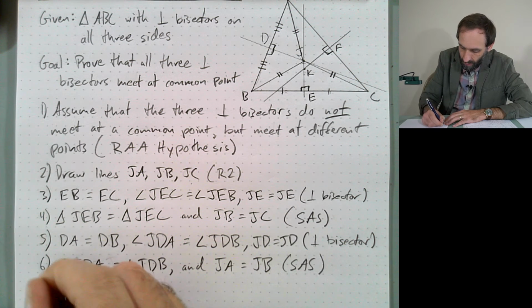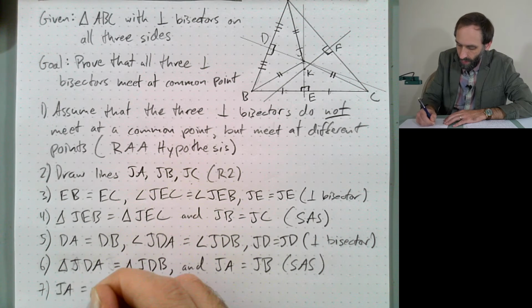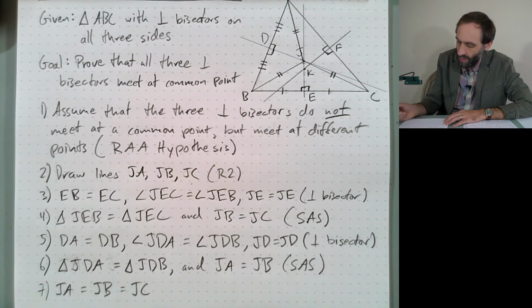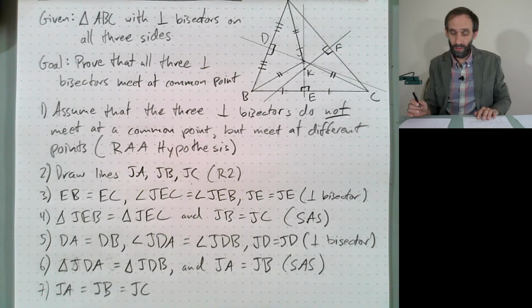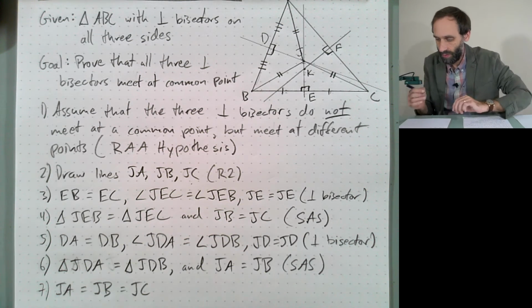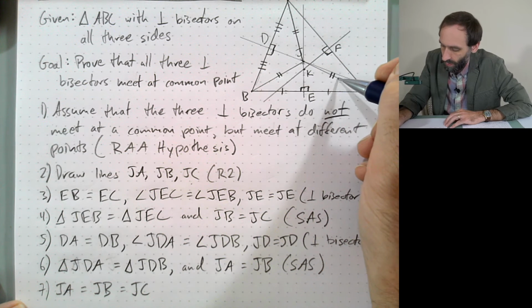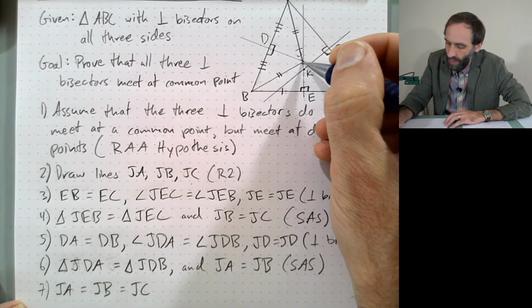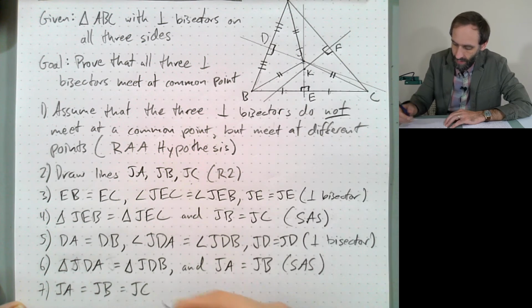So step 7, JA equals JB equals JC. Because they're all equal, I'm going to make a little bit of a jump here, but stay with me. Because these three are all equal, then J is equidistant from the points A, B, and C.